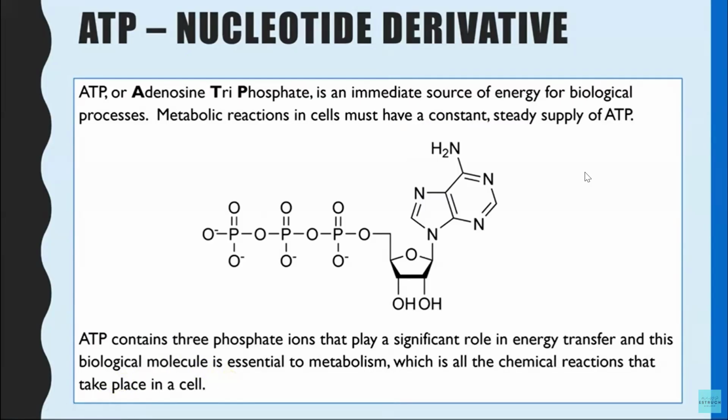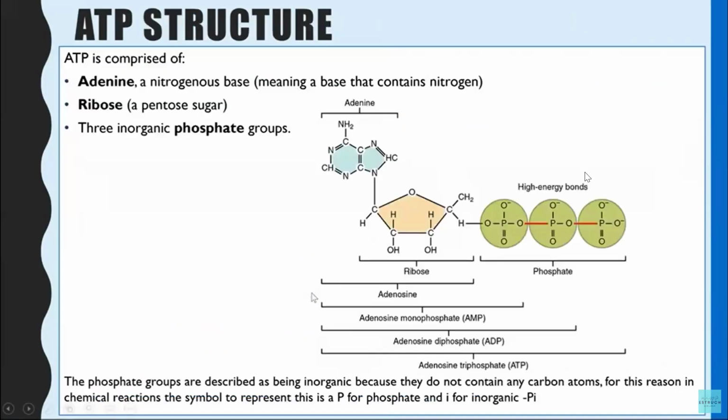That release of energy is linked to the three phosphates. So first thing you need to know is the three components that ATP is made up of. That is adenine, which is a nitrogenous base, meaning it's a base which contains nitrogen, and in this diagram you can see where the nitrogen is. It also has a pentose sugar, which means a 5-carbon sugar. We can see 1, 2, 3, 4, 5 carbons. And the pentose sugar that it contains is ribose.